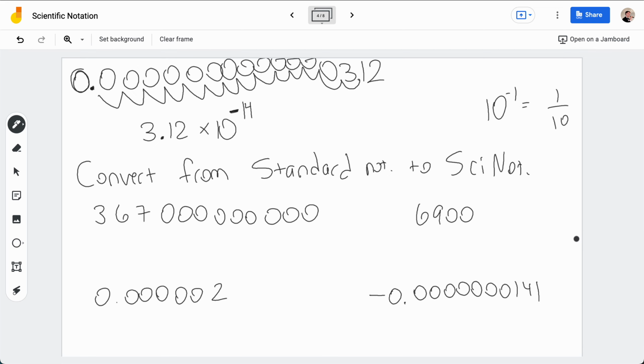So pause the video, take your time, and try to convert each of these 4 numbers into scientific notation: a number between 1 and 10 times 10 to some exponent.